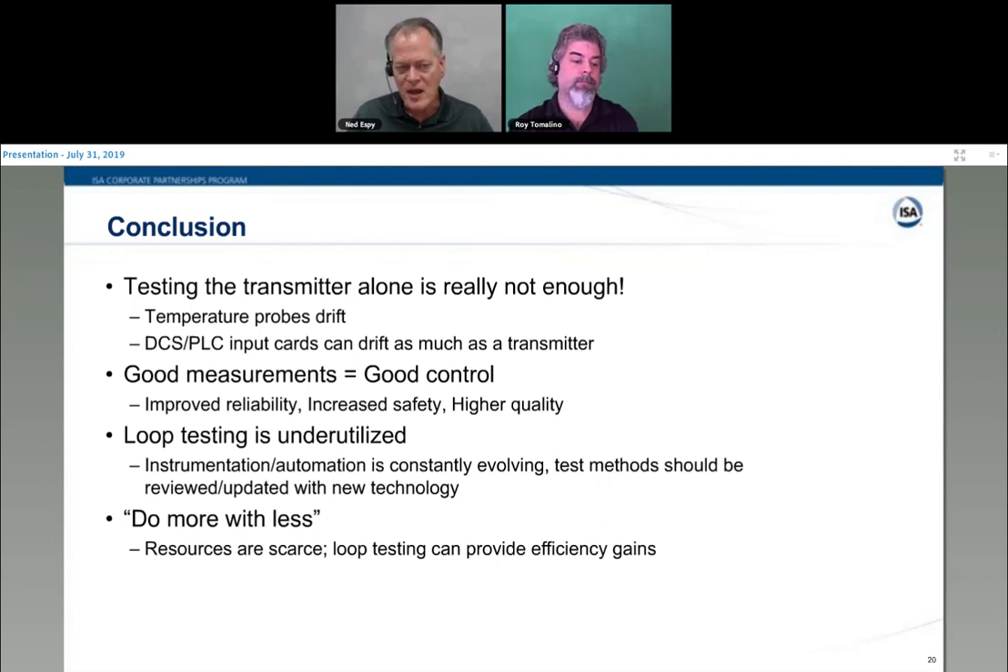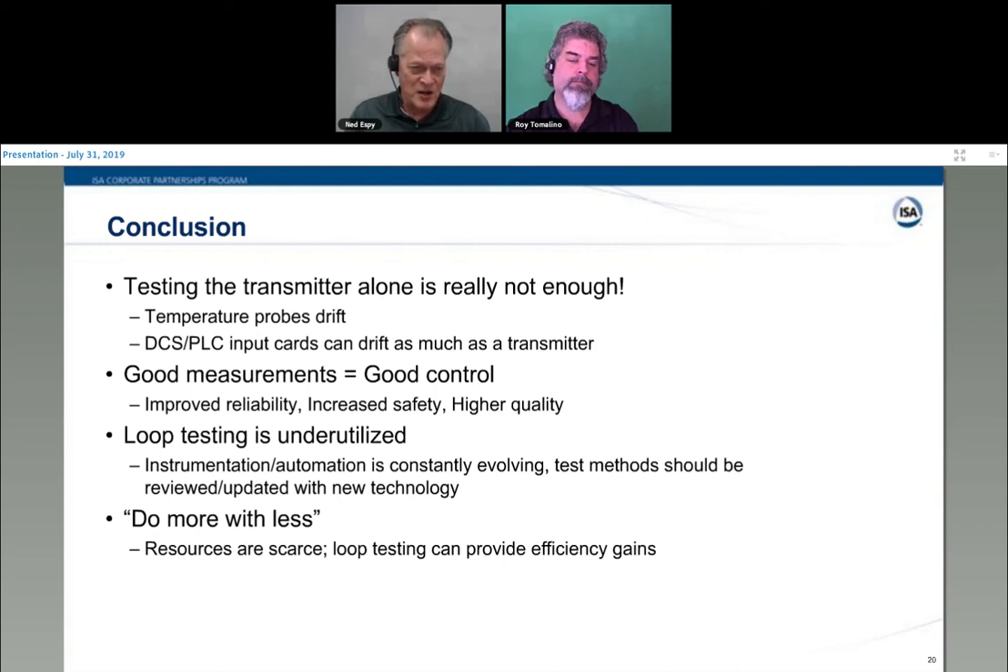Another takeaway: as a maintenance professional, if you're delivering good measurements to the control room, then the engineer there can make good control, and you operate smoothly, efficiently and safely. So it's almost your reputation. If you're delivering good measurements to the control room, your maintenance department is going to have a good reputation with the rest of the plant.